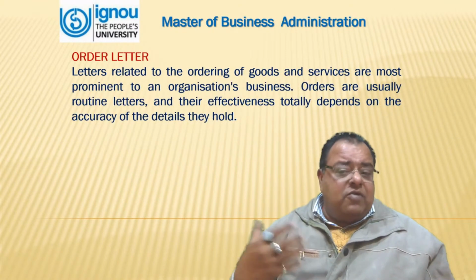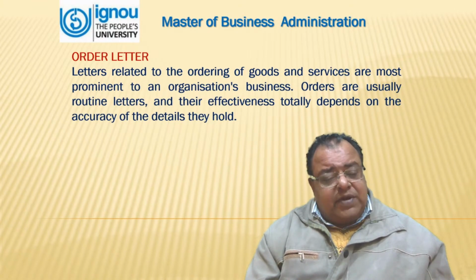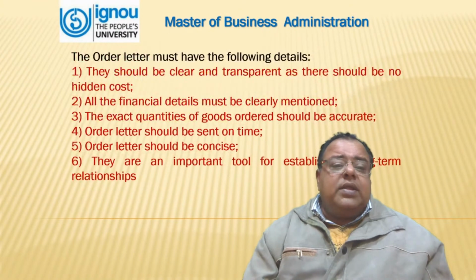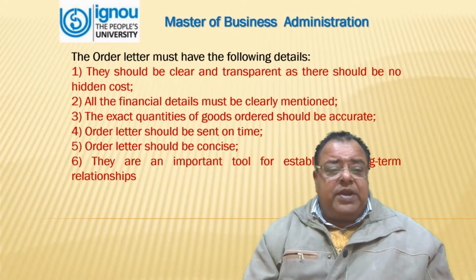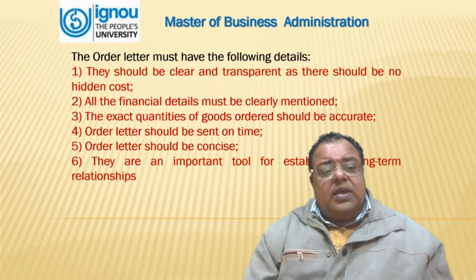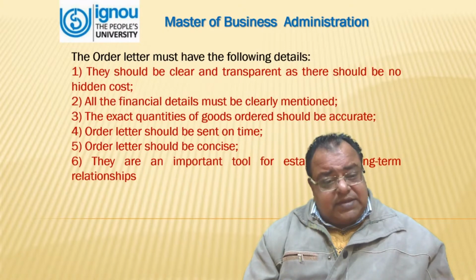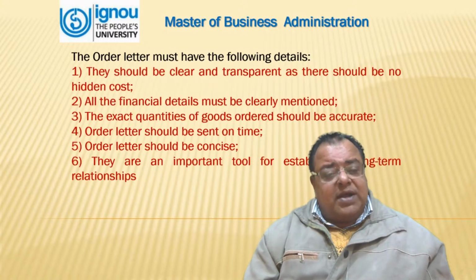Order letters. Letters related to the ordering of goods and services are most prominent to an organization's business. Orders are usually routine letters, and their effectiveness totally depends on the accuracy of the details they hold. The order letter must have the following details. They should be clear and transparent, as there should be no hidden cost. All the financial details must be clearly mentioned. The exact quantities of goods ordered should be accurate. Order letter should be sent on time. Order letter should be concise. And they are an important tool for establishing long-term relationships.